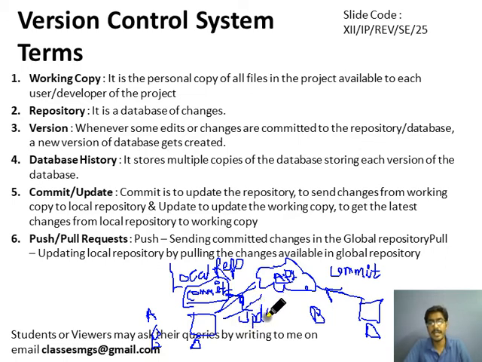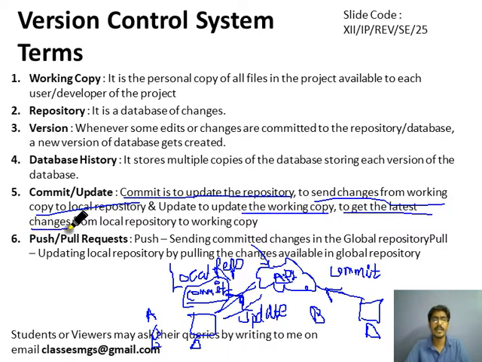So you are clear? If I want to send my changes from my working copy to the local repository, this is known as commit. And if I want to get the latest changes from the local repository to my working copy, this is known as update. So this is written: commit is to update the repository, to send the changes from working copy to local repository, and update is to update the working copy, to get the latest changes from the local repository to working copy.